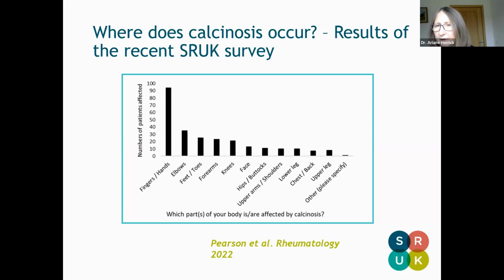But this study really reflected what many of us felt, and that was that calcinosis is commonest in the fingers and hands, shown up here on the left. That was the commonest site. Over 100 patients participated in the survey, and almost all of them had calcinosis of fingers and hands, about a third calcinosis of the elbows, and then in diminishing numbers after that. But the forearms, which you tend to lean on a little bit, and the knees were also quite commonly affected by calcinosis. So it tends to occur over pressure points.